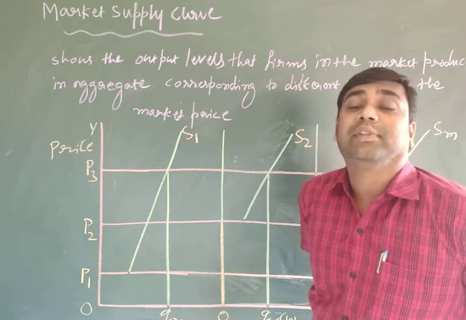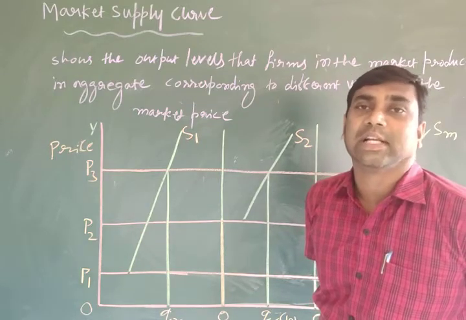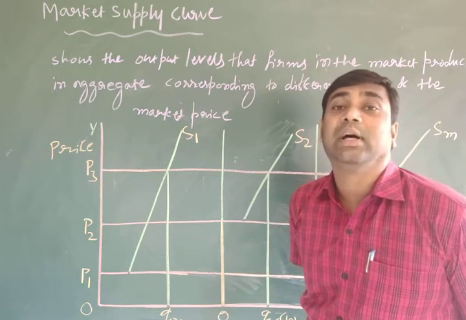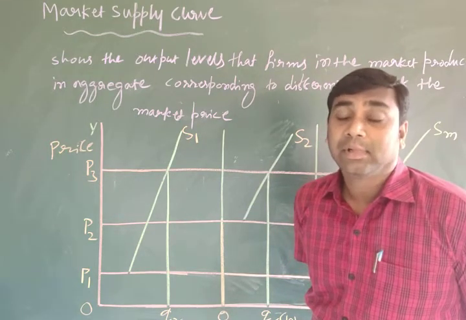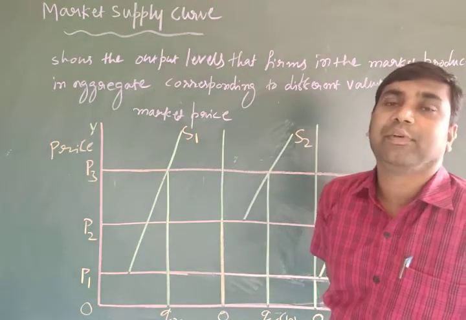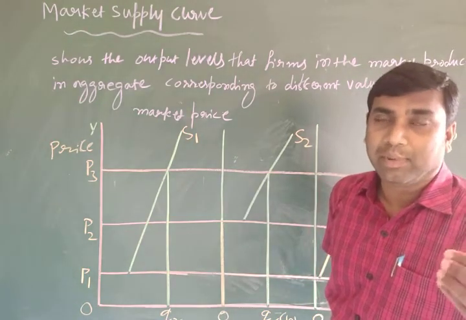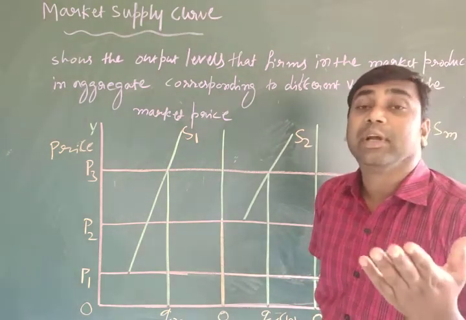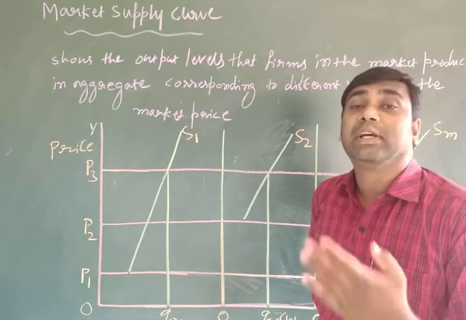If the prices of these things like electricity, raw materials, transportation cost, labor rent and wages, everything becomes less, then the supply curve will shift right because supply will be more. If the prices of inputs increase, the supply curve will shift leftward. If the price of inputs decreases, the supply curve will shift rightward.